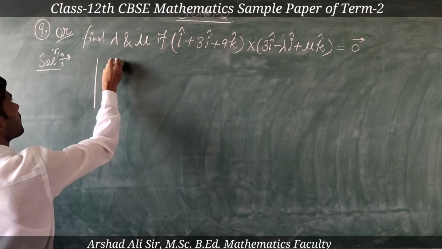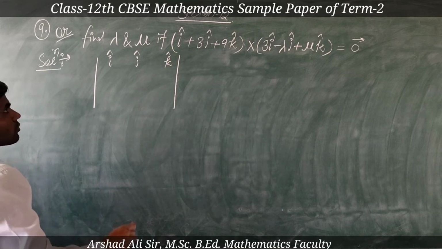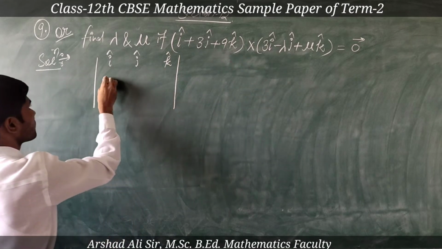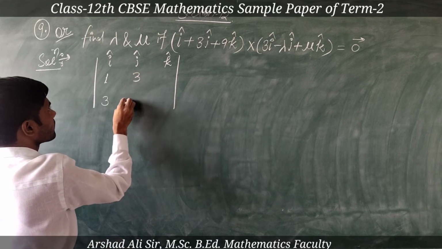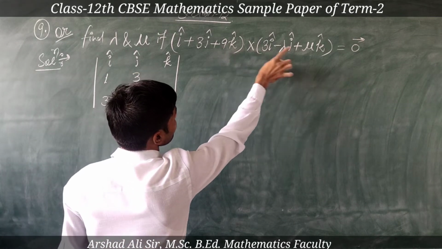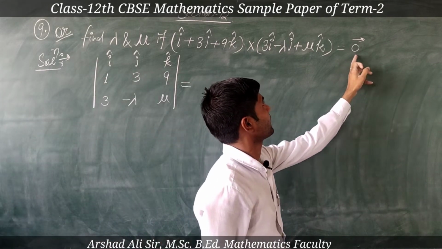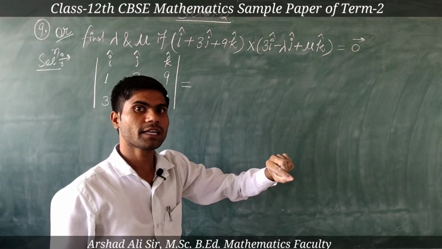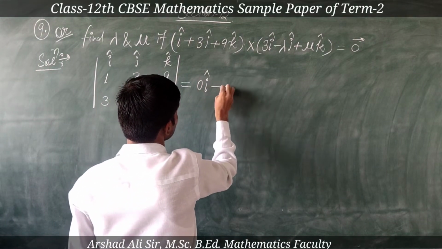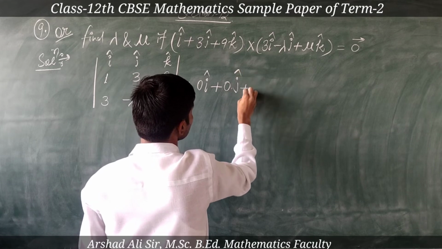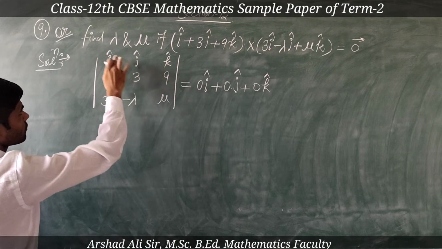Here i cap, j cap, k cap. What are the coefficients of i? 1 and 3. Coefficients of j, 3 and minus lambda. Coefficients of k, 9 and mu is equal to 0 vector. Instead of this 0 vector we can write 0 i cap plus 0 j cap plus 0 k cap. Now we can expand through first row, first column.